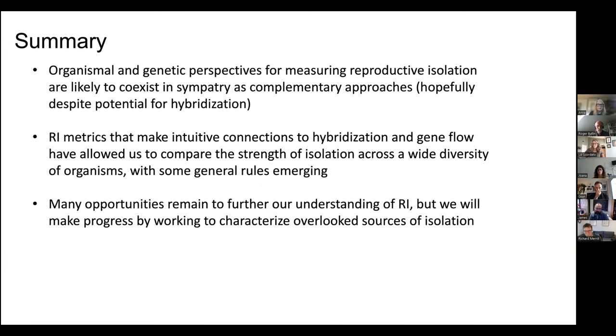So, a quick summary: we think that these organismal and genetic perspectives for measuring isolation are fantastic because they're complementary, and hopefully we can use both to understand how divergence is working in both allopatric and non-allopatric pairs of taxa. The RI metrics that make these intuitive connections to hybridization and gene flow have allowed us to identify some of the emerging rules governing speciation in this group. But I also think there are lots of opportunities to further understanding by ecologists looking at genetics and geneticists looking at ecology, so that we're looking at the same set of barriers within these cases of divergence, so we can make more progress towards understanding how speciation works.